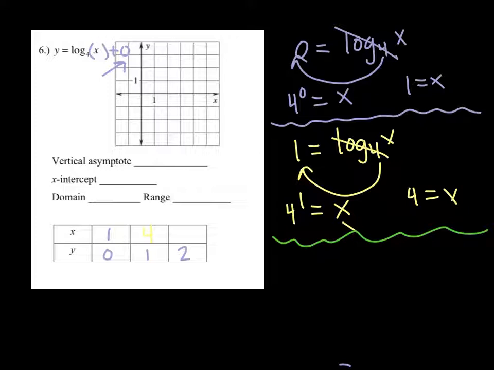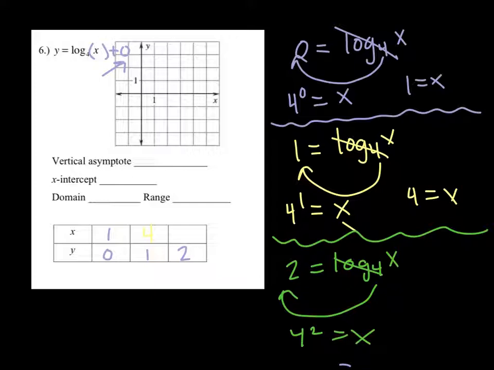And then the last one we're going to plug in is 2. So 2 equals log base 4 of x. Undo the log, it becomes 4 squared. Logs gone. So 16 equals x. So that one we won't be able to graph, but that's okay.